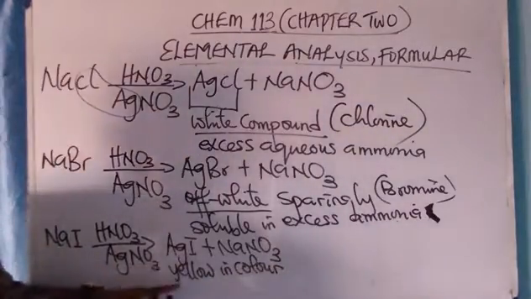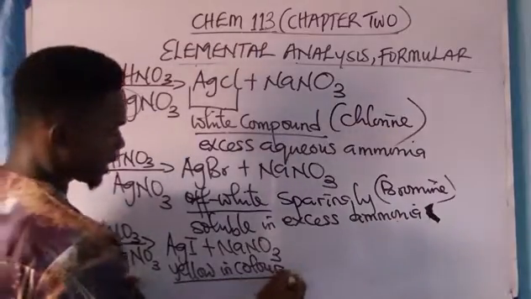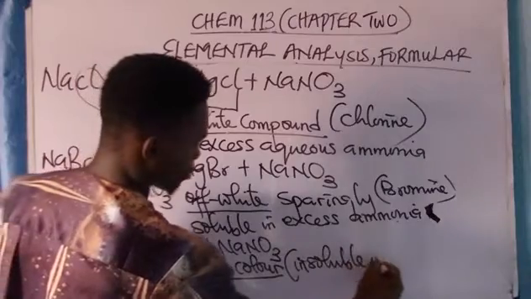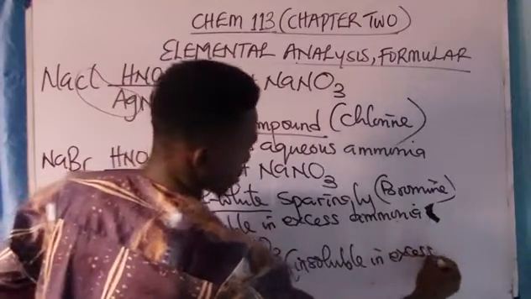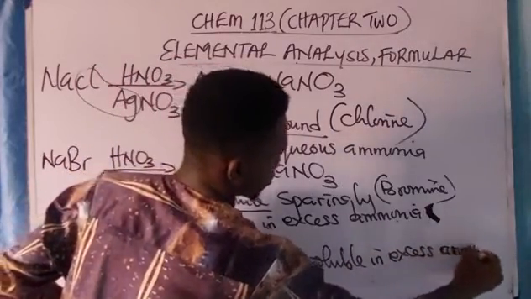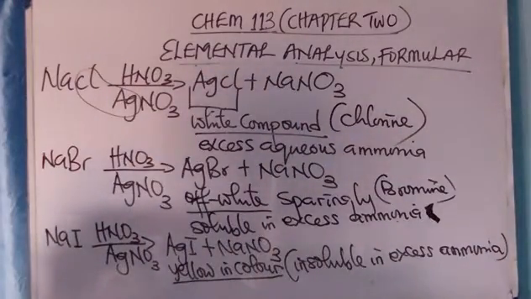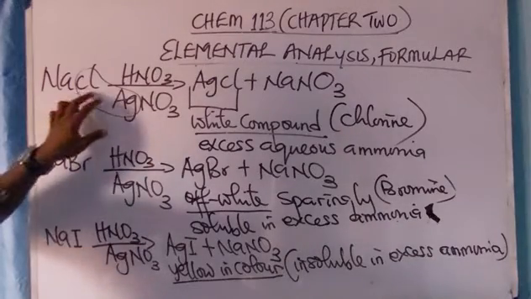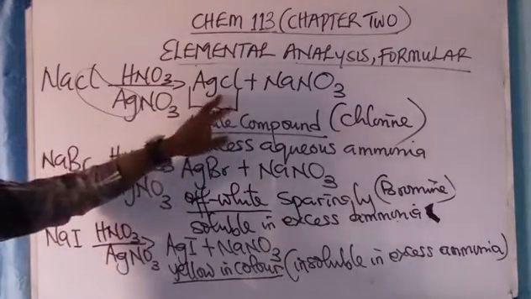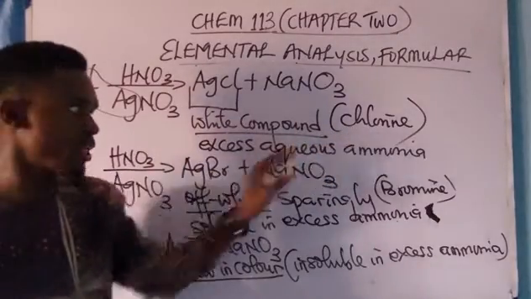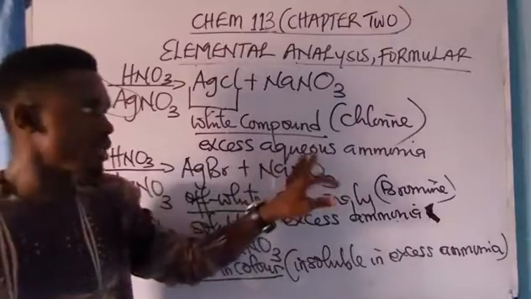This silver iodide formed is yellow in color, and it is insoluble in excess ammonia. So these are the ways with which you can actually identify halogens. Sodium chloride reacted with this, I'll have sodium nitrate and silver chloride, which is white. And it shows presence of chlorine. It is soluble in excess aqueous ammonia.